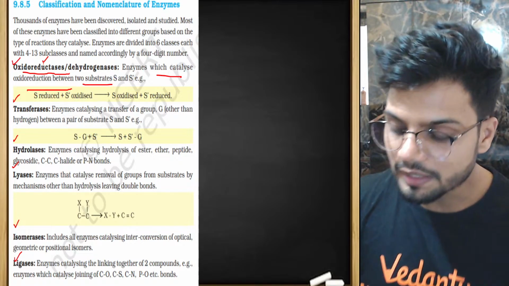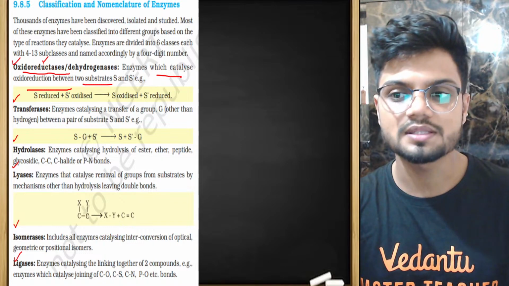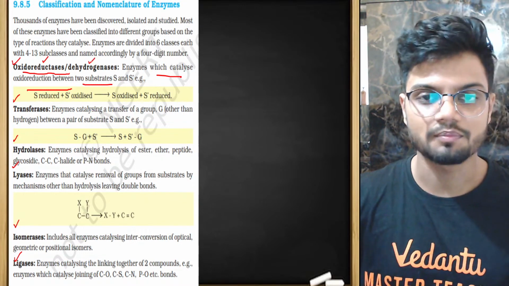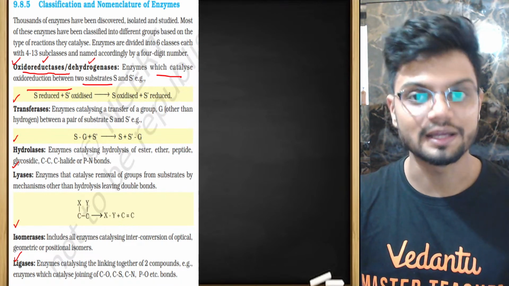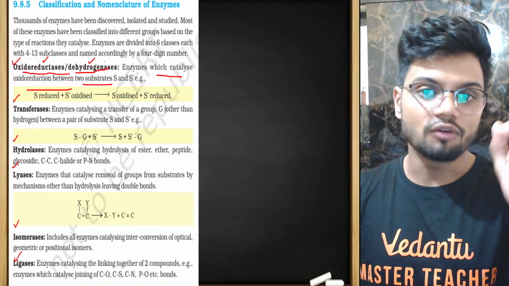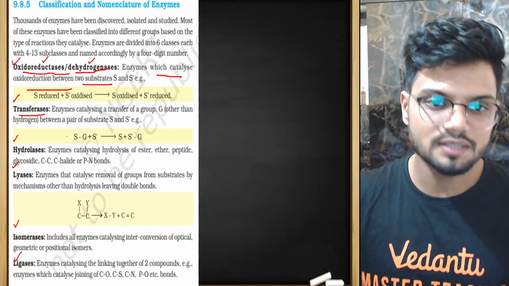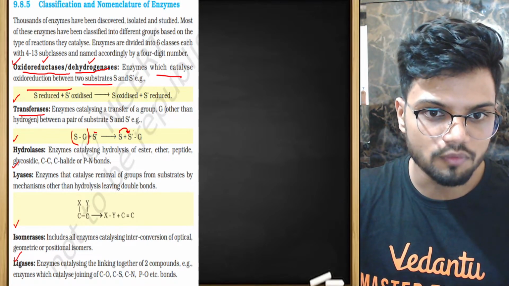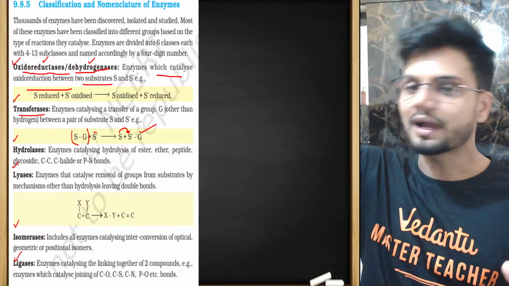oxidoreductase. Now students, you might have observed in the chapter respiration in plants, most of the places you have an enzyme called dehydrogenase. Even in the link reaction, we have pyruvate dehydrogenase, where redox reaction is happening. Next one is called transferase. Basically, this is AG plus S. S will form a bond with A and G is removed out. Transferring and removing.